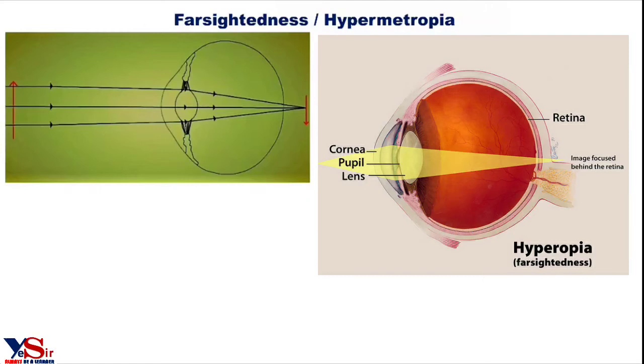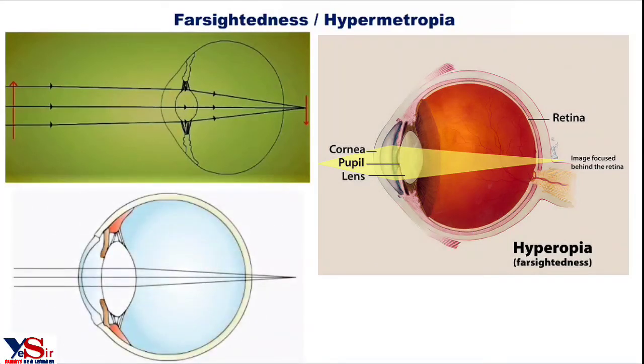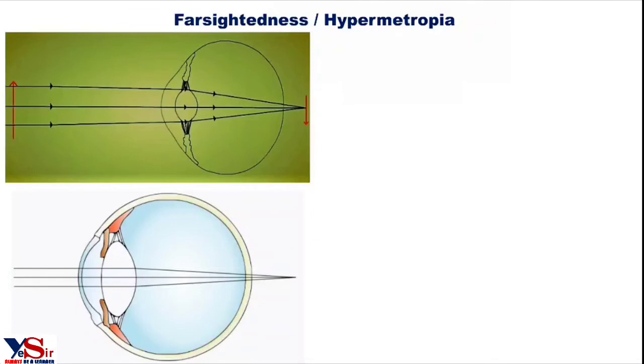Now look at this picture. In this defect, the near point of the eye is no longer at 25 centimeters but shifts farther away. The images of nearby objects get formed behind the retina. Observe this picture carefully. And now, in the next picture, there are two reasons shown for hypermetropia. First one, the curvature of the cornea and the eye lens decreases so that the converging power of the lens becomes less. Now, this picture clearly shows the focal length of the eye lens is too long.